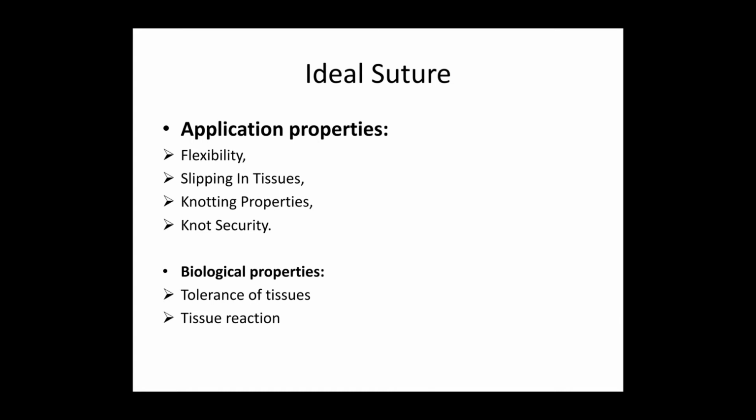Once you put a knot, there should not be any slippage. For example, Prolene is one suture material which is a non-absorbable suture material, also called polypropylene. It has a very good memory. The memory of a suture is something one surgeon should know.